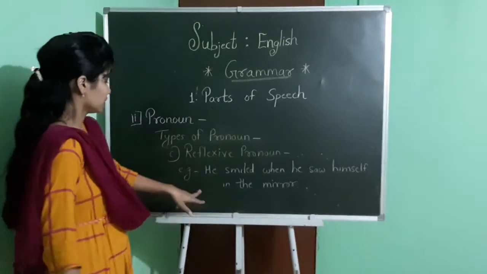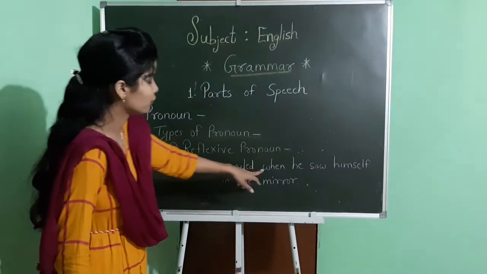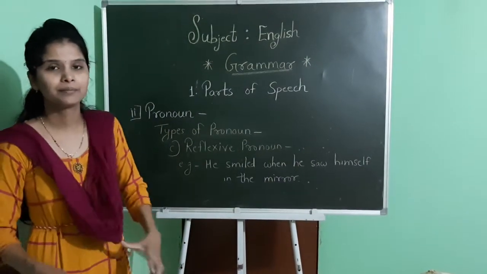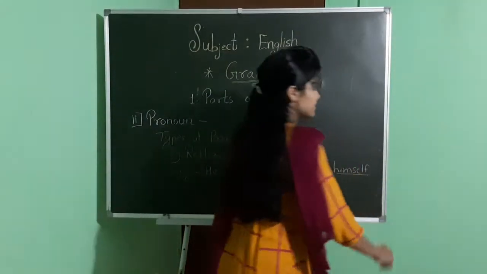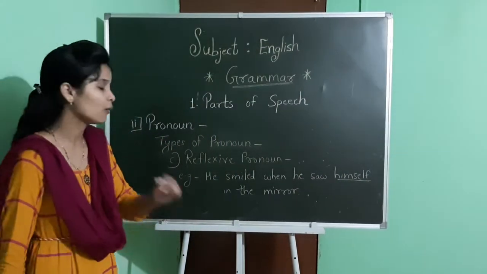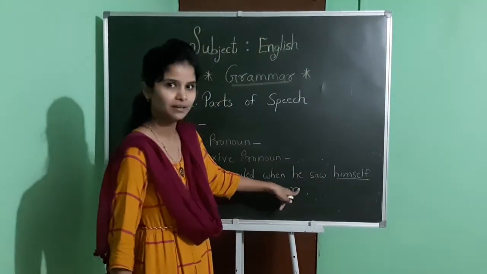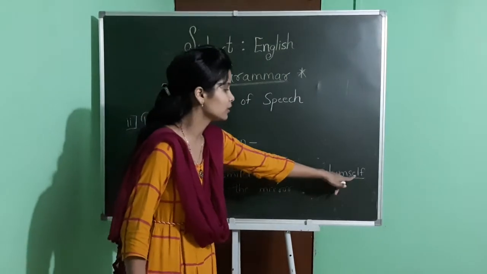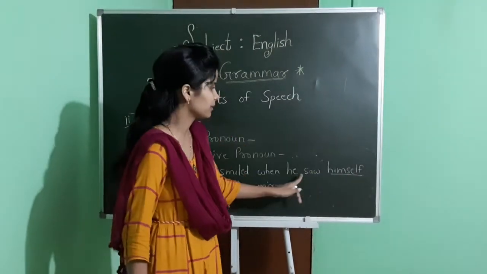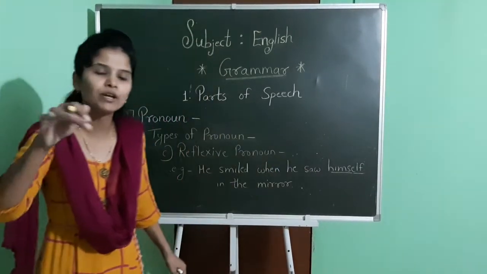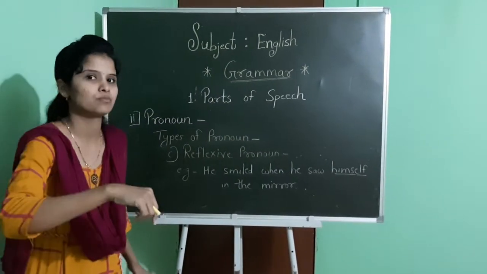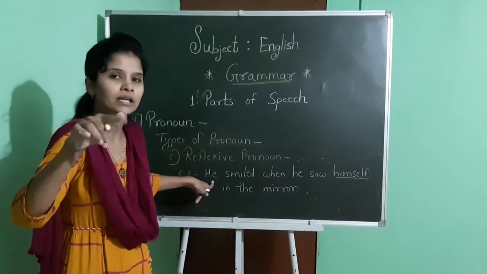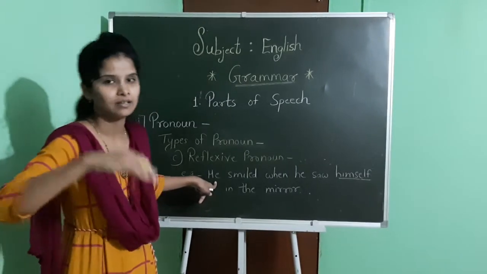Now see the example. He smiled when he saw himself in the mirror. Identify the reflexive pronoun here. Yes, himself is here. And how did I frame that? By using he. He is the main pronoun, and I use the reflexive pronoun by using the suffix self. He became himself. It means that the reflexive pronoun is based on the main subject. What is the main subject of the sentence? If he is there, then himself. If she is there, then I will use herself. If I is there, then myself.